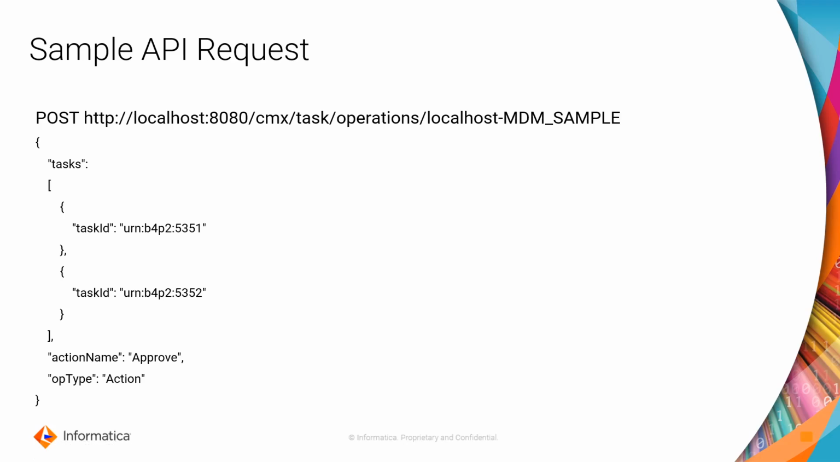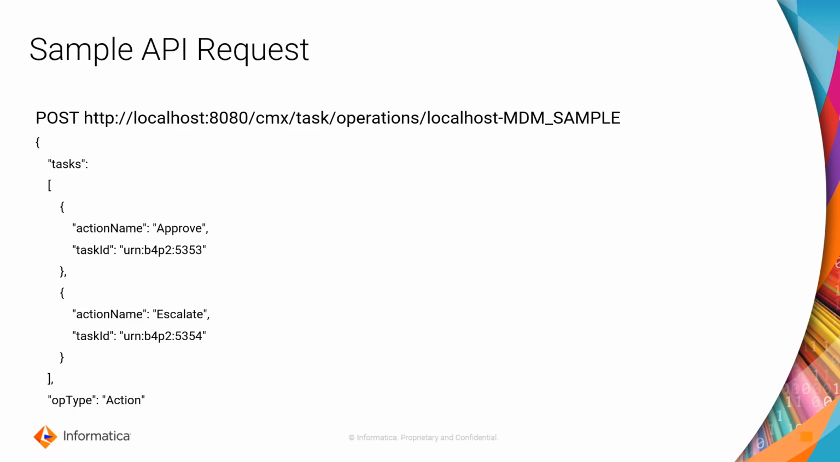We need to provide requests in this format where we can provide up to 100 task IDs here and take action on that. We are providing action name as approve. So approve action will be taken on all these tasks listed over here. If we want to specify different actions on different tasks, then we can use this format where we are specifying the action individually for all those task IDs.